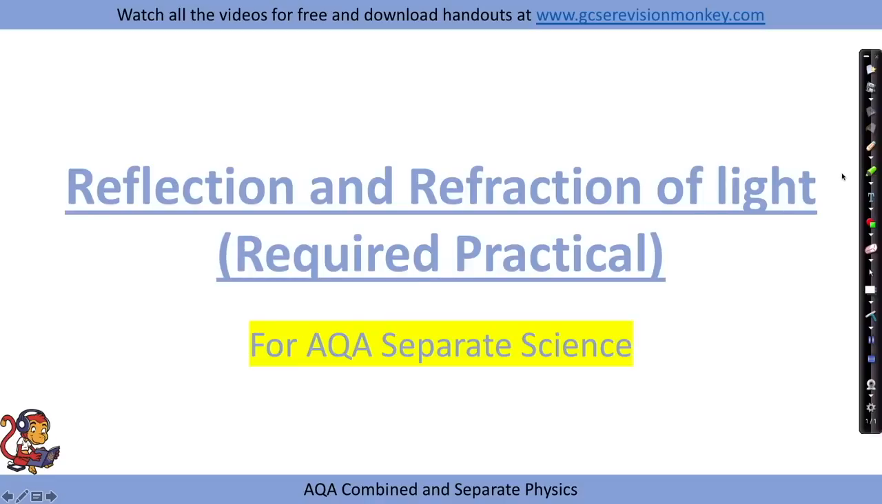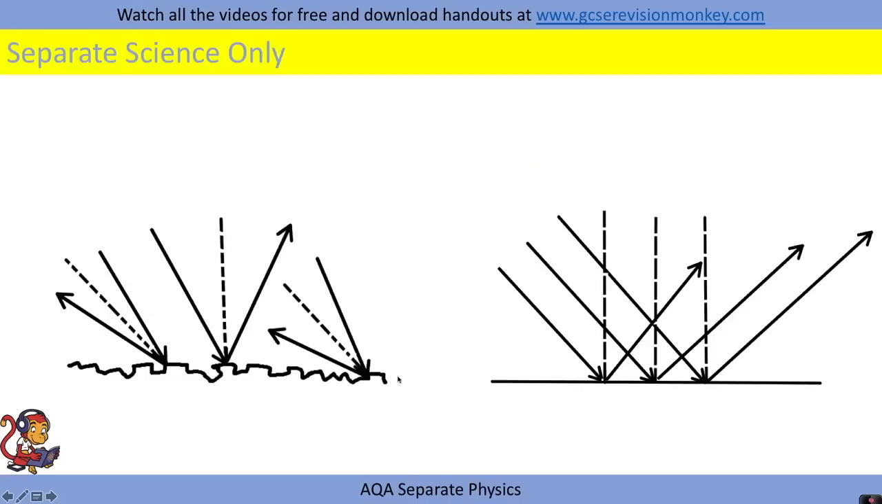Reflection and refraction of light, required practical for separate scientists only. First of all, we'll remind ourselves of the 2 different types of reflection that we can have. If you have a rough surface, like this one shown on the left here, then the rays of light coming in will all hit different angles of surface. They will all obey the law of reflection, whereby the angle of incidence is equal to the angle of reflection. However, the light will be scattered because each ray of light will be reflected off at different angles.